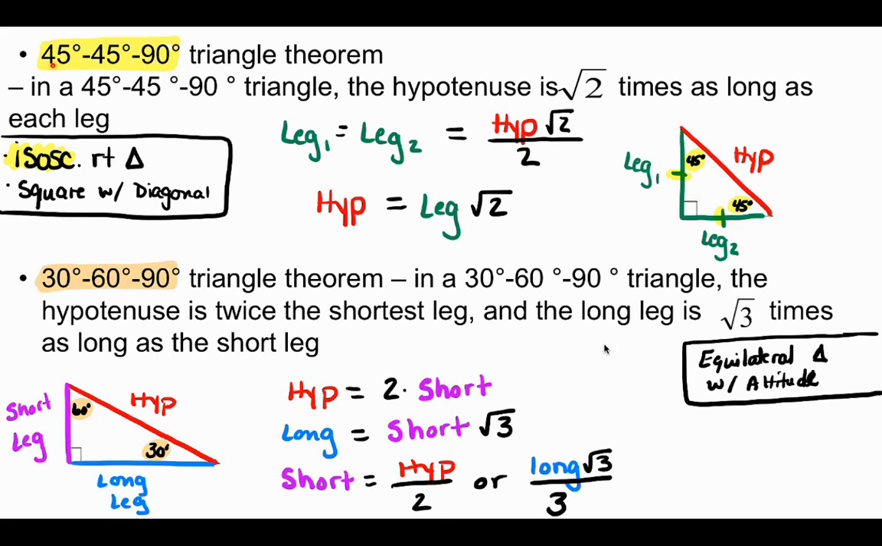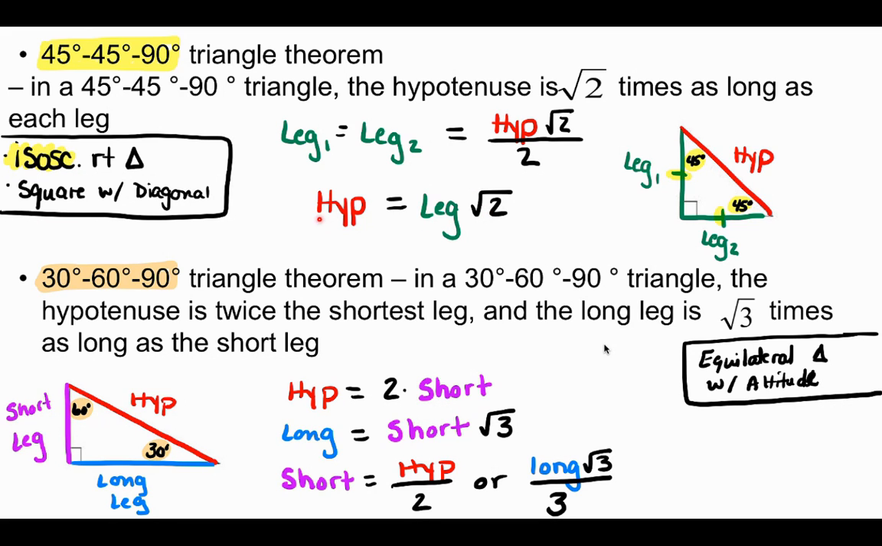We have the 45, 45, 90, which happens to be the isosceles right triangle. So you will either see the 45-degree angles or you will see the isosceles congruent leg markings. The rule for this particular set is that the legs, because it is isosceles, are congruent to each other, and the hypotenuse is equal to our leg length times the square root of 2.